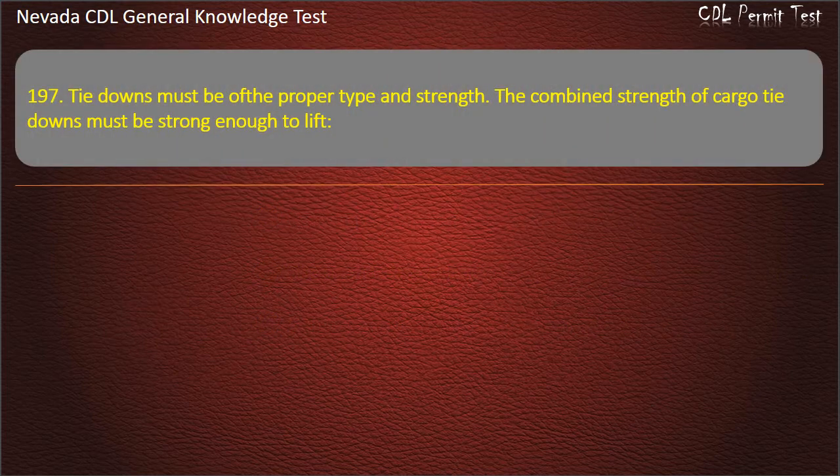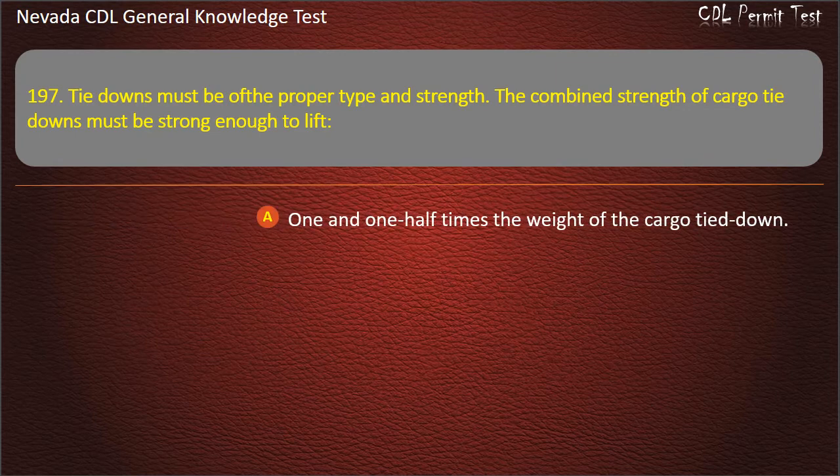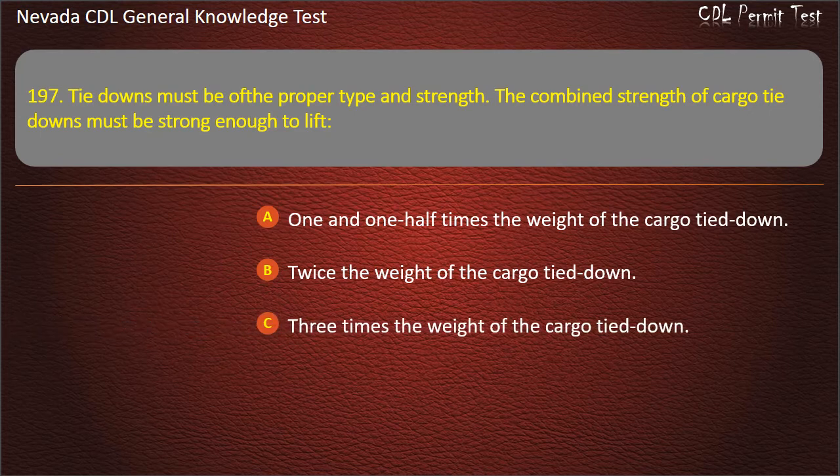Question 197. Tie downs must be of proper type and strength. The combined strength of cargo tie downs must be strong enough to lift 1.5 times the weight of the cargo tied down, twice the weight of the cargo tied down, or 3 times the weight of the cargo tied down. Answer. 1.5 times the weight of the cargo tied down.